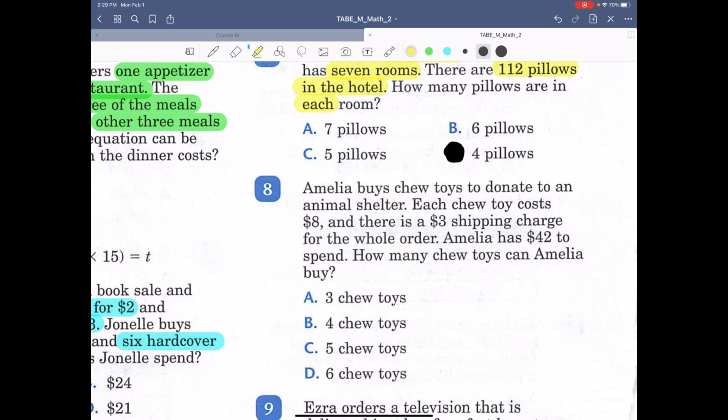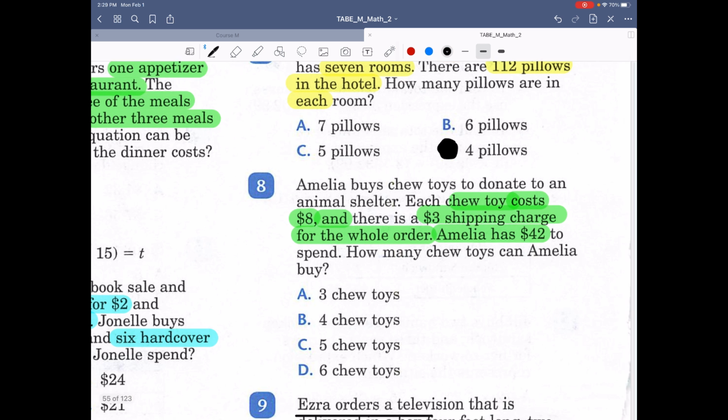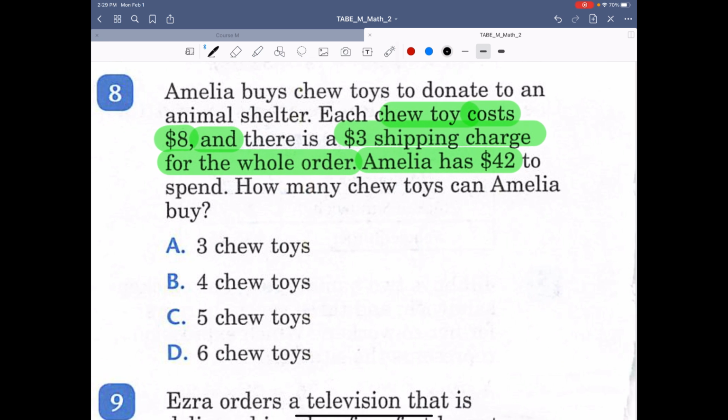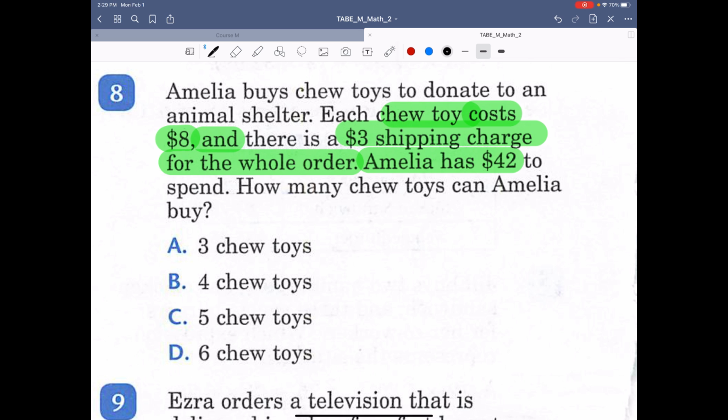Each chew toy costs $8, and there is a $3 shipping charge for the whole order. Amelia has $42 to spend. So how many chew toys can Amelia buy? And I think I can put this one right here.